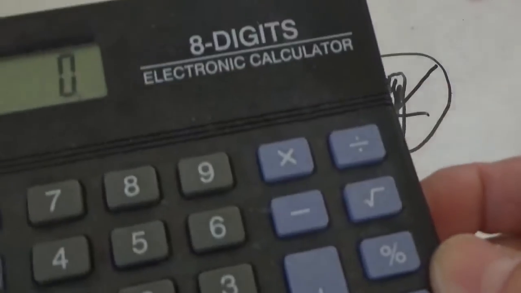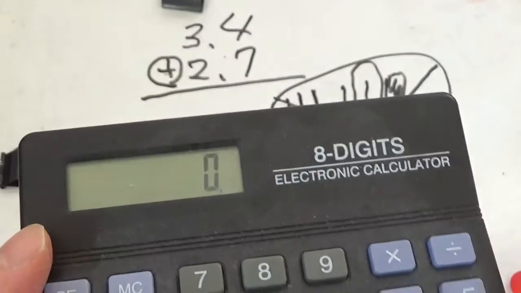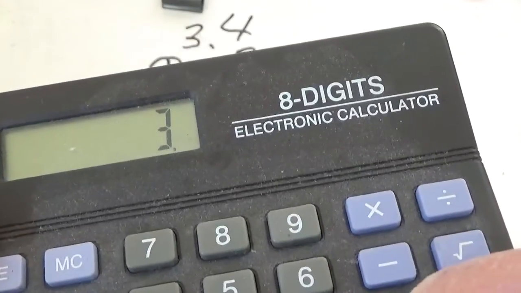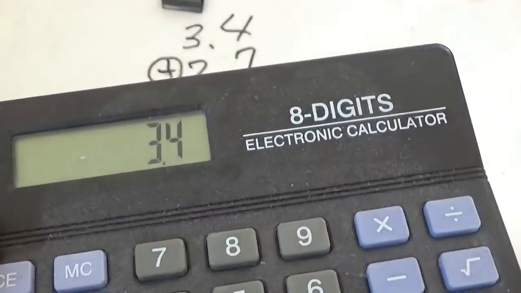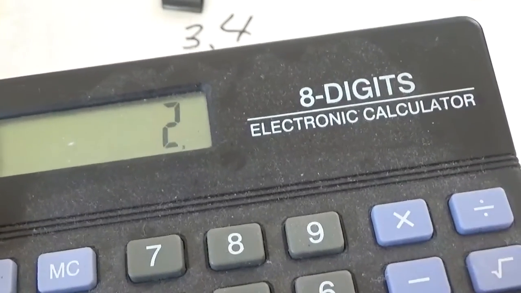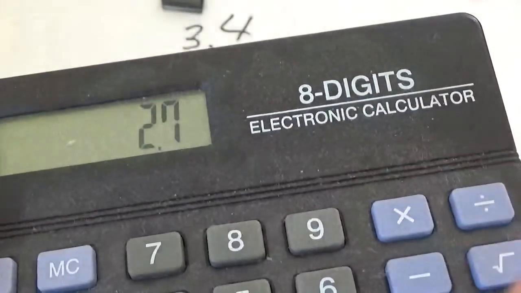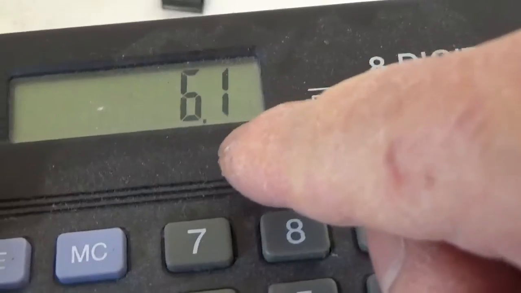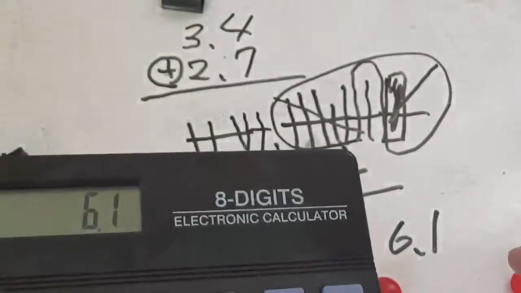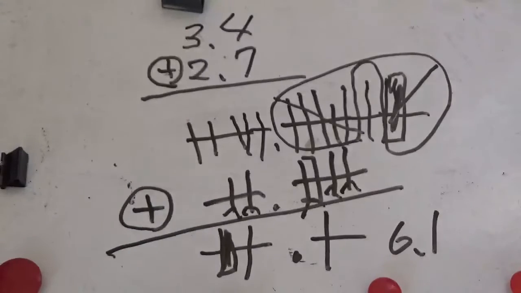Let's calculate. Can you see this point? Plus 2.7 equals 6.1. Can you see this small point? So it is 6.1. It's alright.